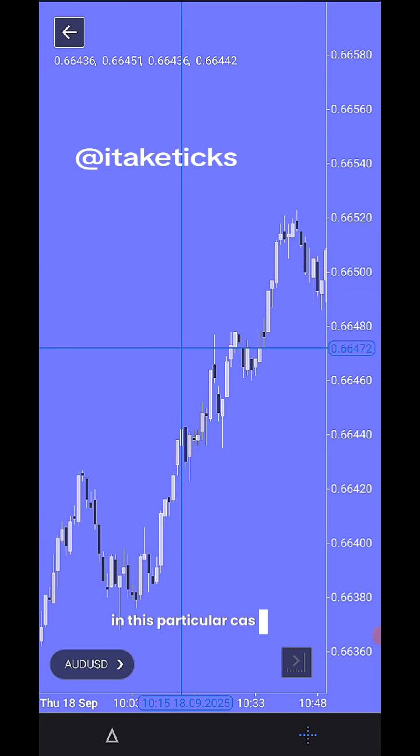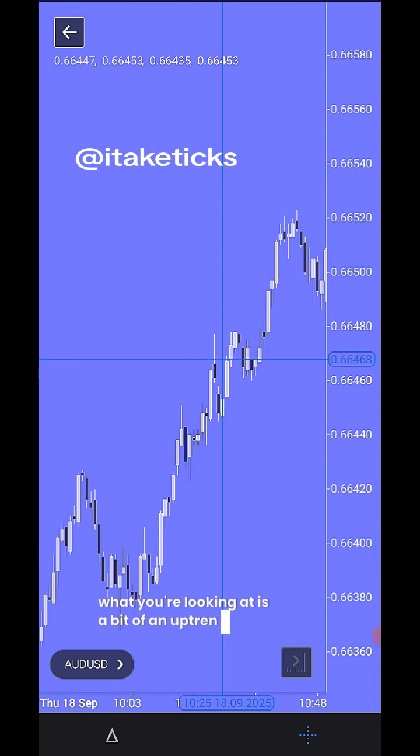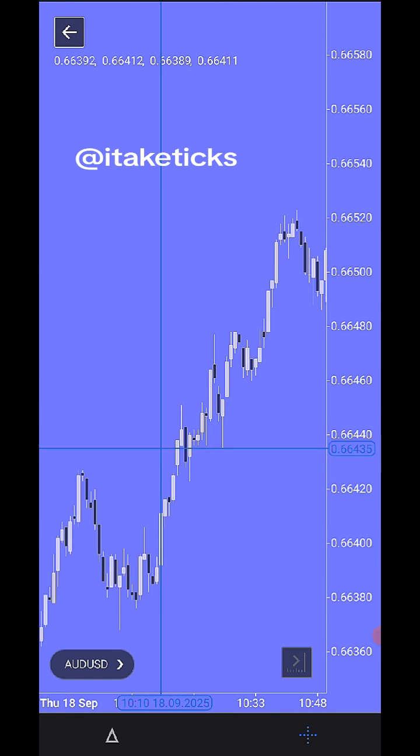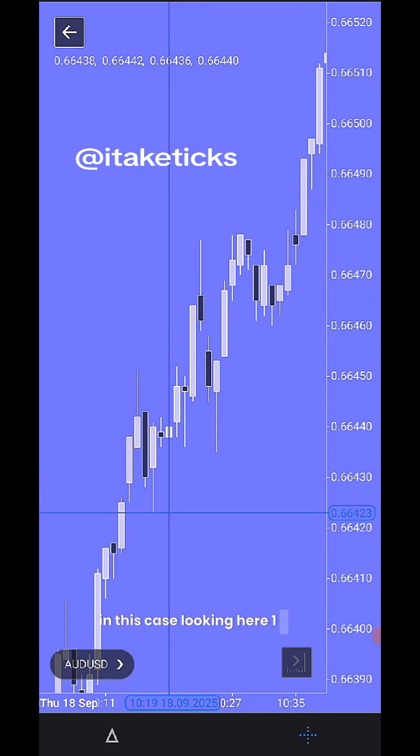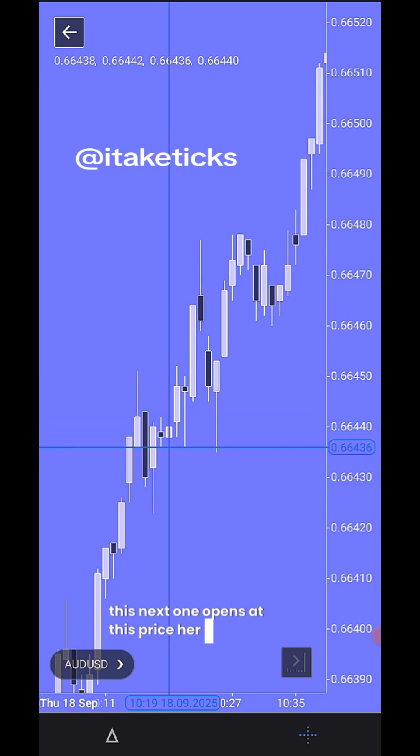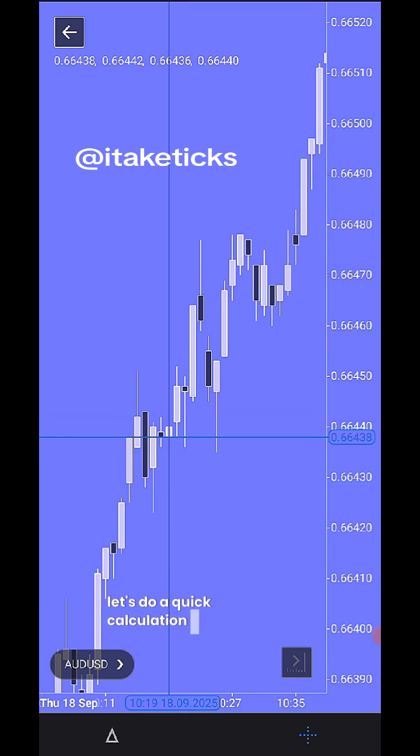In this particular case, what you're looking at is a bit of an uptrend on the 1 minute chart. When you have a swing formation on the 1 minute chart, in this case looking here, 1, 2, 3, upon the close of this candle, this next one opens at this price here. Let's do a quick calculation for how far the market pushes before it begins to retrace. So measuring from this point all the way up to this high point here, you have 3.9 pips.